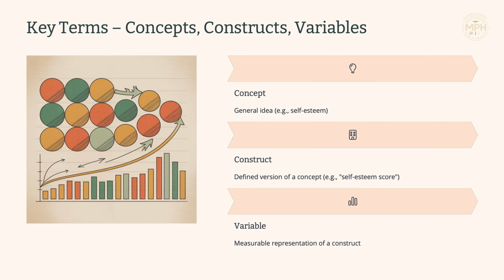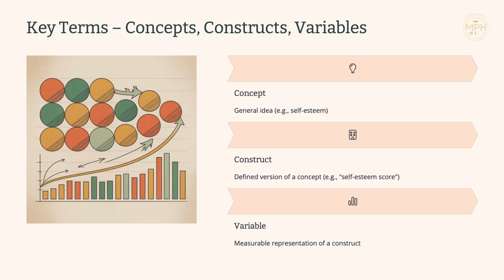To measure effectively, we need to define what we're measuring. This brings us to two foundational concepts: concepts and constructs. A concept is a general idea like self-esteem or health literacy. A construct is a concept that has been deliberately defined for measurement purposes. For example, physical activity becomes a construct when we define it as 30 minutes of moderate exercise 5 times a week.